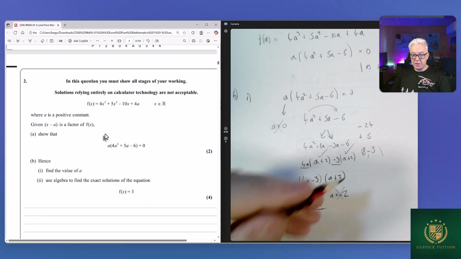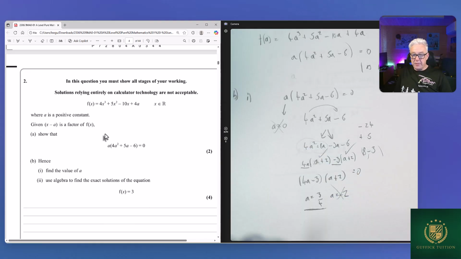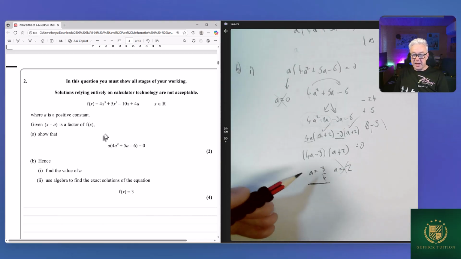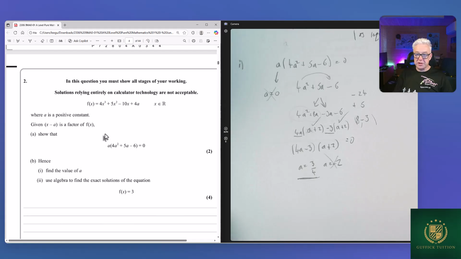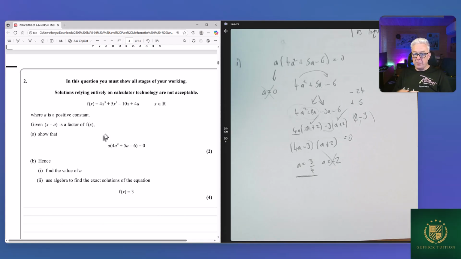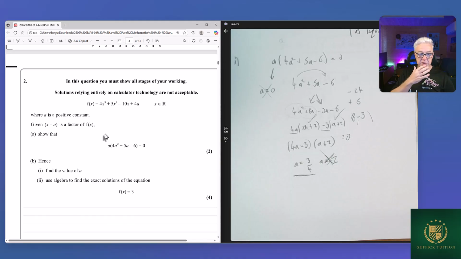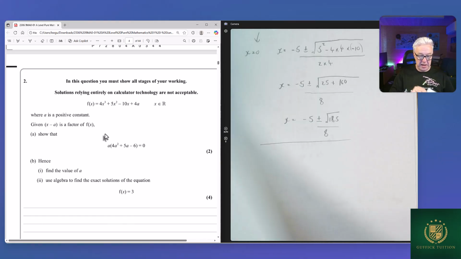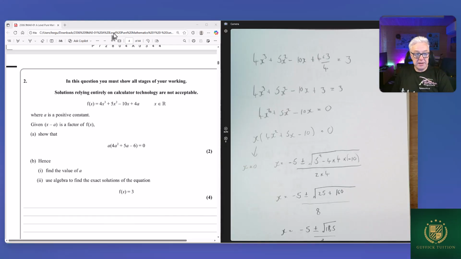Now, this is equal to 0, remember? So we think about the two solutions. That means that a is either equal to 3/4 or a is equal to minus 2. And we know that a is a positive constant, so we can rule out that a is equal to minus 2. So for part A, our answer there is that a is equal to 3/4. Part B now, it says, hence find the value of a. Okay, so we found the value of a, yep, so we've done that already. Now it says, use algebra to find the exact solutions to the equation f of x is equal to 3.